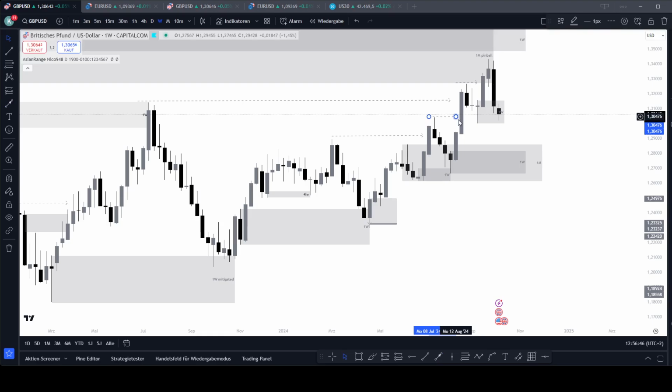It broke structure to the upside, telling us there's a possibility of more buys coming in, and now price broke structure to the upside, got mitigated within this 1 month supply zone and started dropping. In our expectation, we have two demand zones. This is one demand zone and this is another demand zone.